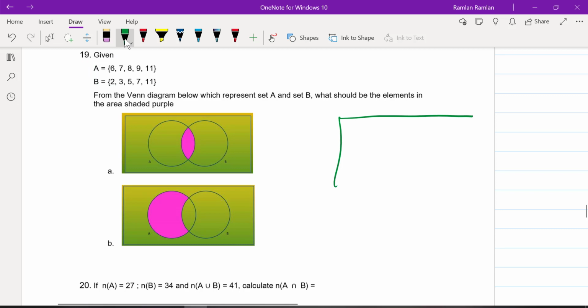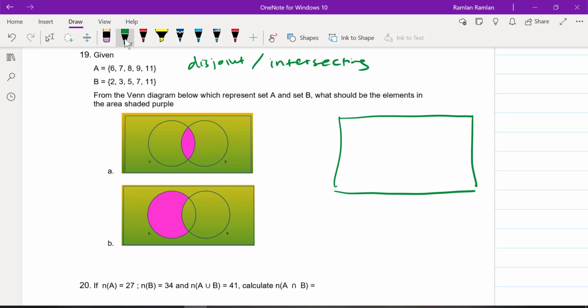The first thing that we need to make sure of is whether these two sets in this question are disjoint or intersecting. Disjoint means that we don't have any common element. Intersecting means that we have at least one common element. As we can see here, we actually have a common element, which is this one, and also this one over here. So it is going to be intersecting, with those two elements the same in set A and set B.